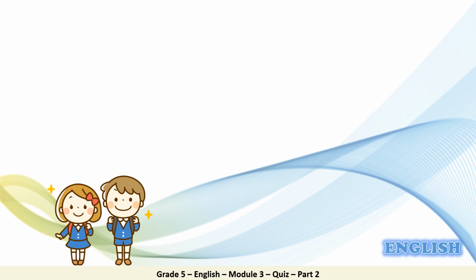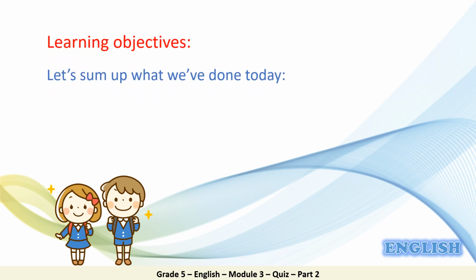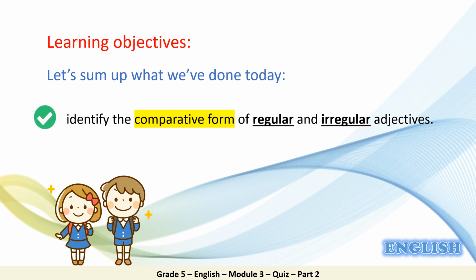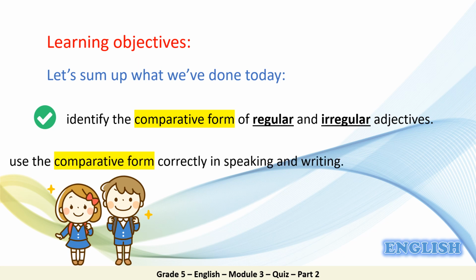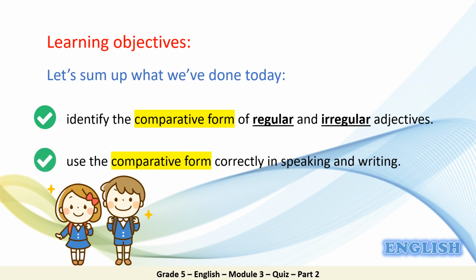We have finished our lesson for today, so let's take a look at what we have done. Number 1, we identified the comparative form of regular and irregular adjectives. Number 2, we used the comparative form correctly in speaking and in writing.